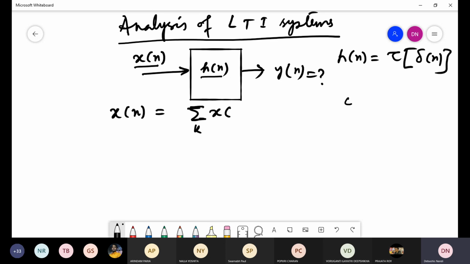When you apply delta n, what will be the response given to you? That means h n will be given to you. h n is the system impulse response that will be supplied. This h n depends on the system parameters.